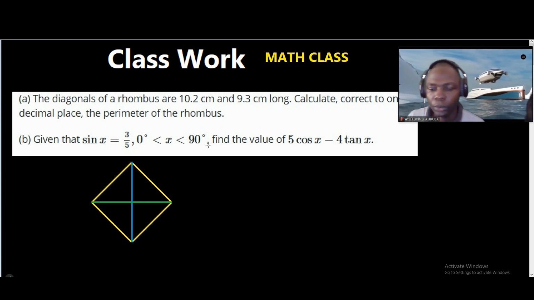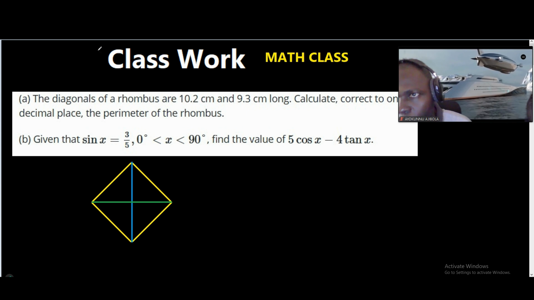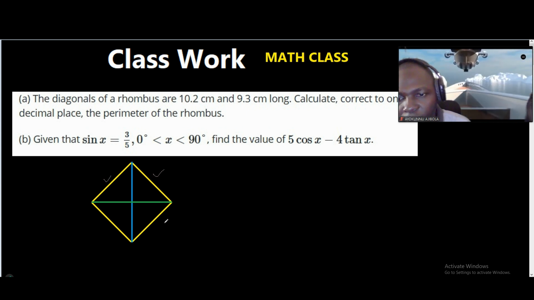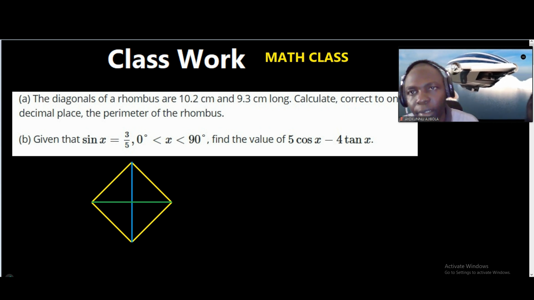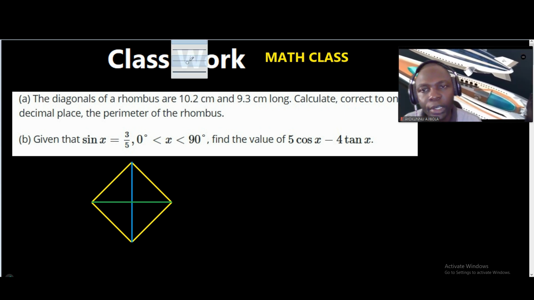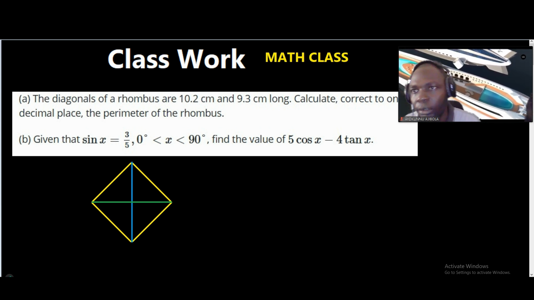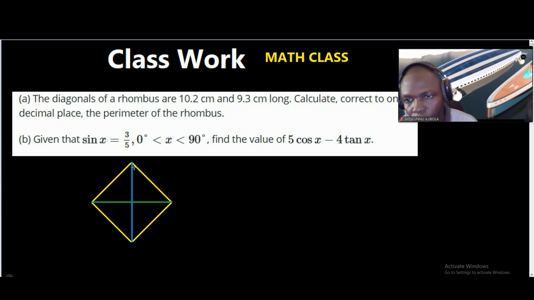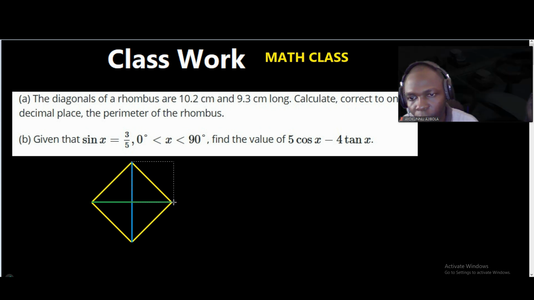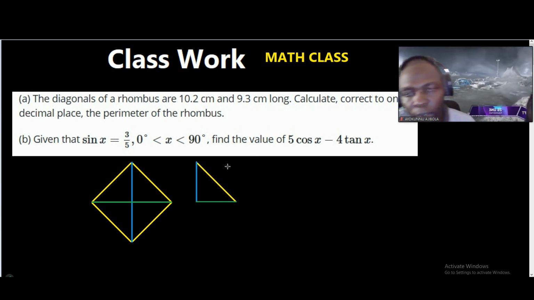Good. So what do we have to do to get our perimeter? To get the perimeter, we have to add this side, this side, this side, and the other side together. All four sides, we have to add together. But to do that, we need to find the length of one side. So we can bring out a right angle triangle and use Pythagoras' theorem to find the missing length.